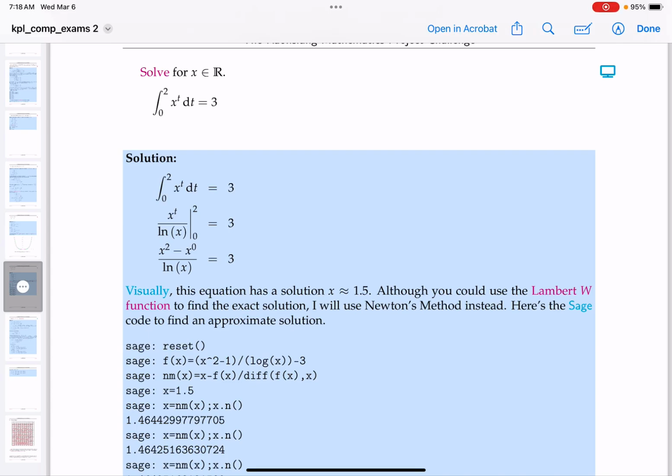Okay, this problem says solve for x where x is a real number. And I can see an integration over here. I will go through how to integrate that.